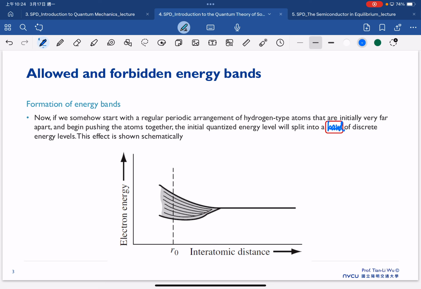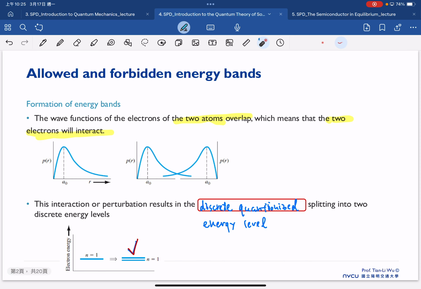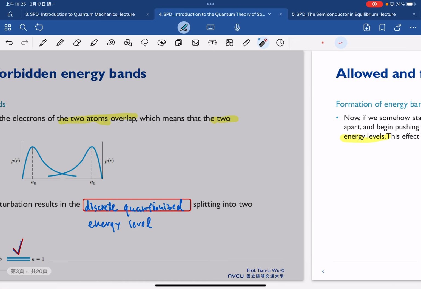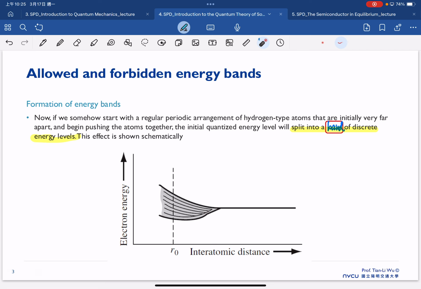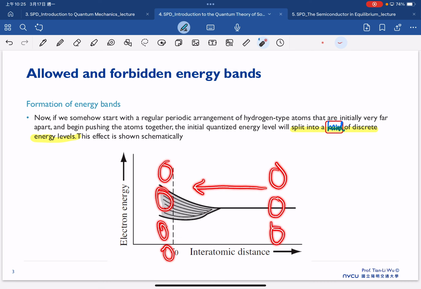Of a discrete energy level. This is shown in this schematic. So you have, this is the distance. In the previous slide, we only talked about the two atoms together. But in a real crystal, you have so many atoms in one periodic lattice, and you try to push all the lattice as close as you can. So the lattice here will be pushed to here, with another one very close.